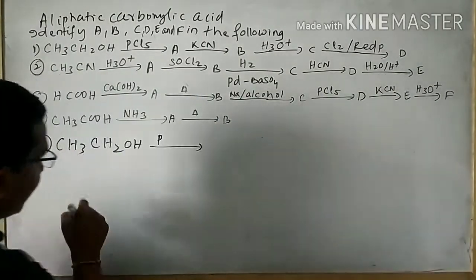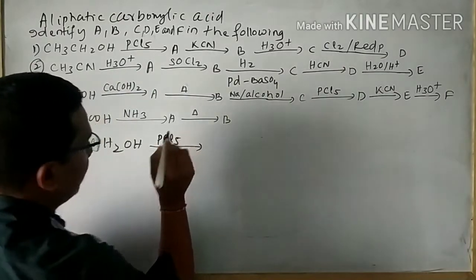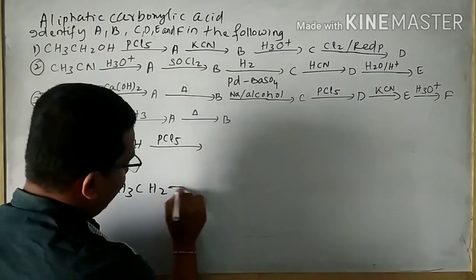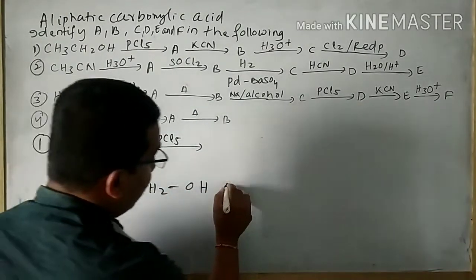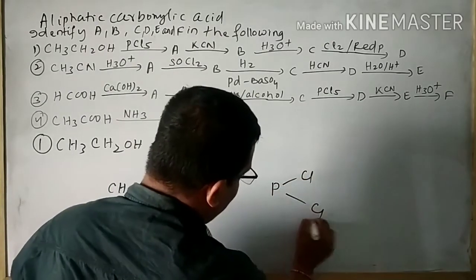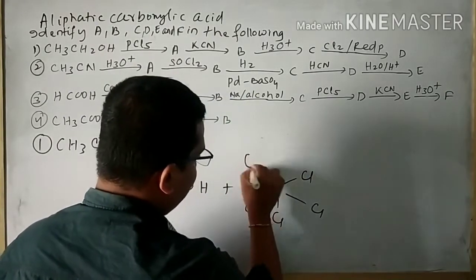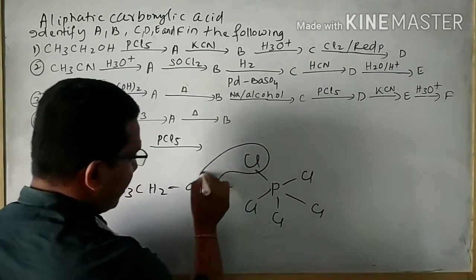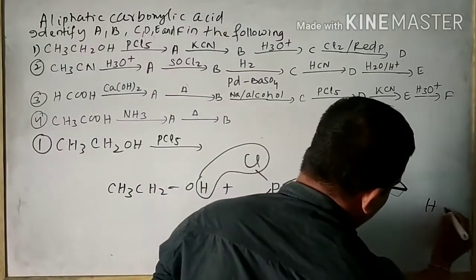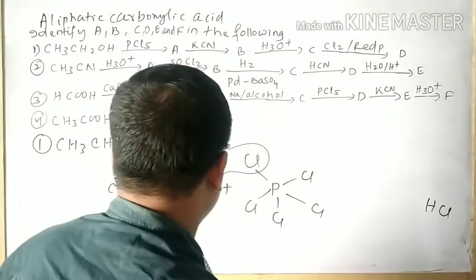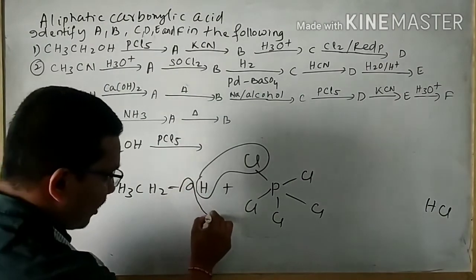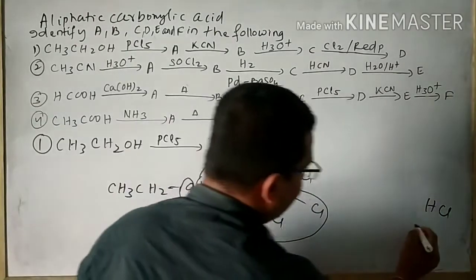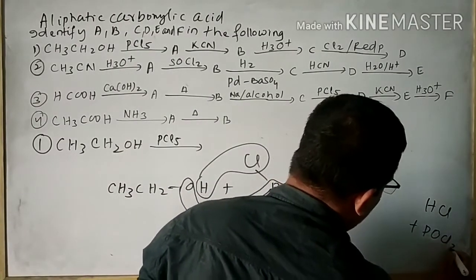CH3CH2OH is given and it is subjected to reaction with PCl5. CH3CH2OH is said to be ethyl alcohol. This is the structure of PCl5. At first this hydrogen reacts with this chlorine atom and forms an HCl molecule as a byproduct. This oxygen atom reacts with the phosphorus and 3 chlorine atoms to form POCl3, another byproduct.